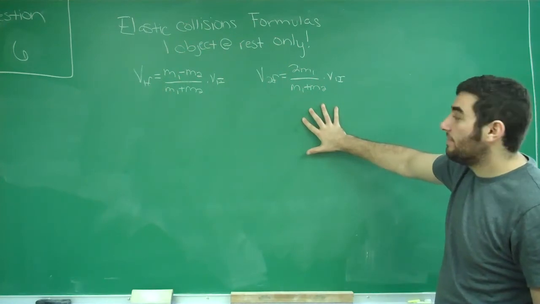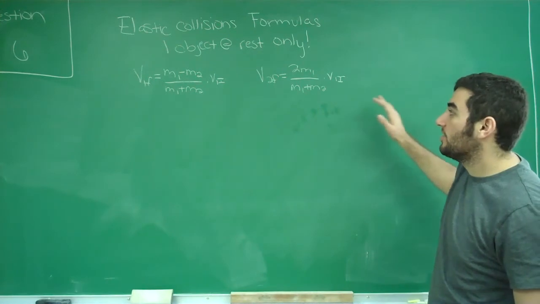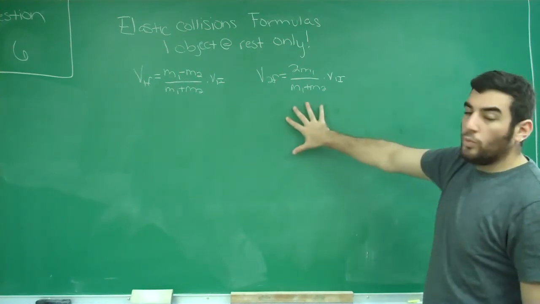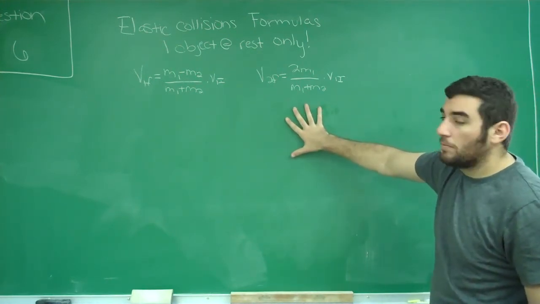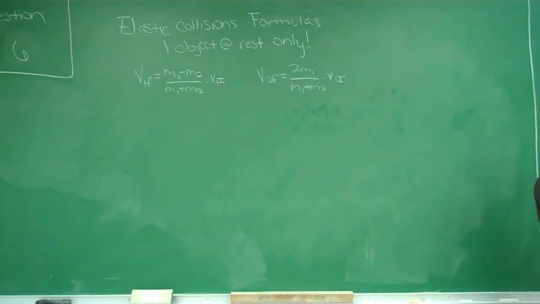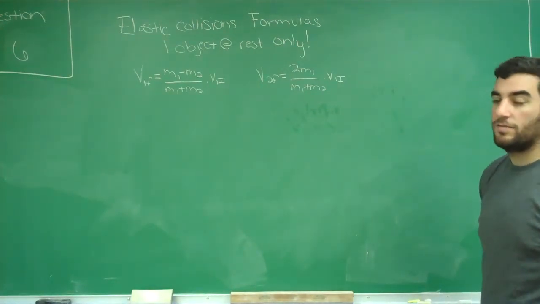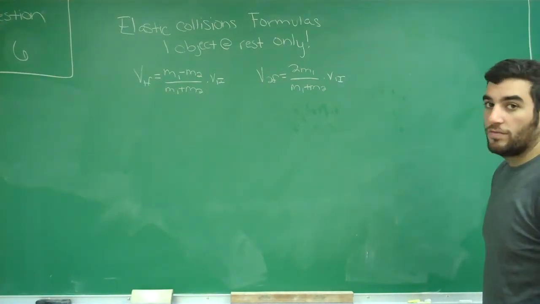So if we want to find the final velocity of either object when either object 1 or object 2 was at rest, we can go ahead and utilize these formulas. Otherwise, we have to go back to our conservation of momentum equation, m1v1 initial plus m2v2 initial equals m1v1 final plus m2v2 final.